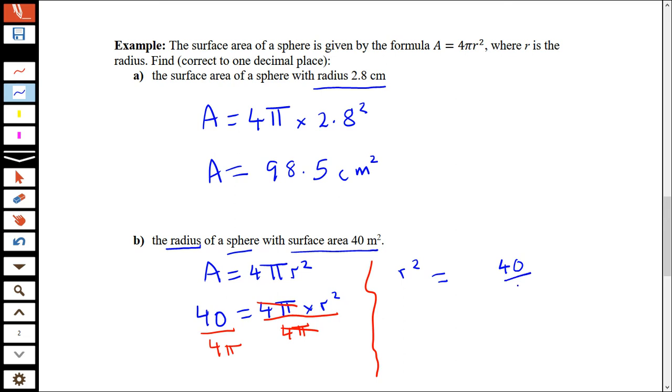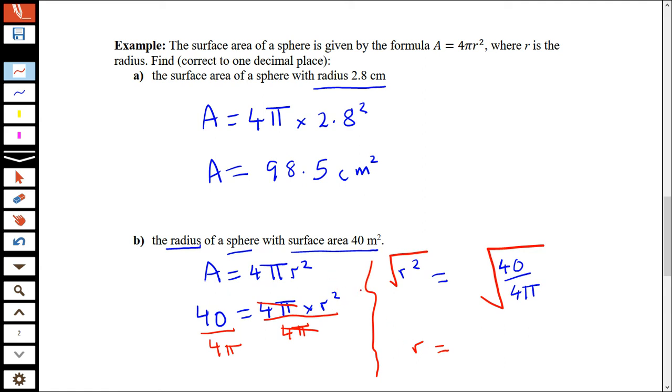I'm not going to calculate what 40 divided by 4 pi is yet. I will in a second. Now, I need to get the r by itself. So I want to know what r is equal to. To get rid of that squared term, I will have to square root the whole thing. Normally you would put plus or minus there because when we square root, we've got to put a plus or minus. But because we know radius is always positive, there is no need to do that. You just leave it as a positive. The square root cancels out the power of 2, so it gives you the r.